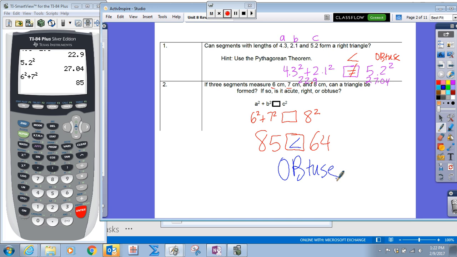If you ever ended up with something like 25 on one side and, I don't know, like 15 on the other, and this ended up to be greater than, then that would form an acute triangle.